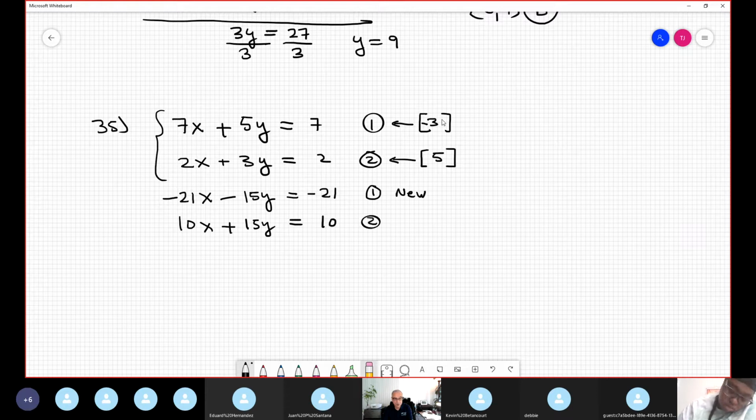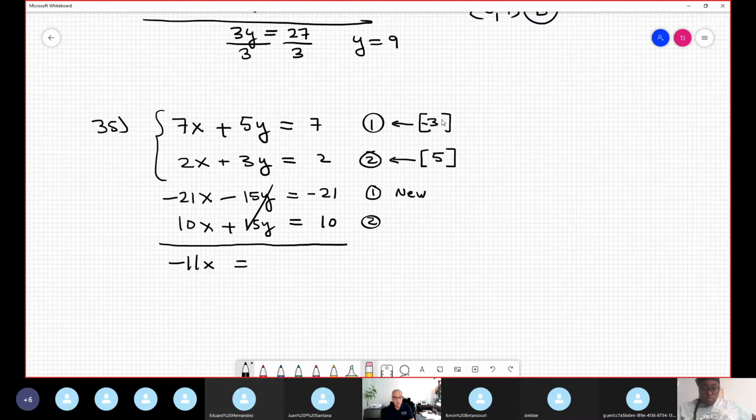Now you ignore the original equation. You focus on the new equations, and you manipulate by column. This is negative 11x. This cancels out. And this is negative 11 again, by coincidence. Divided by negative 11, positive 1. Positive 1. Let's find the y value.